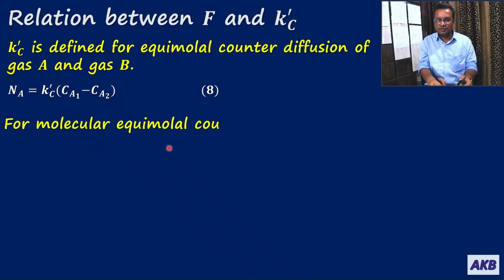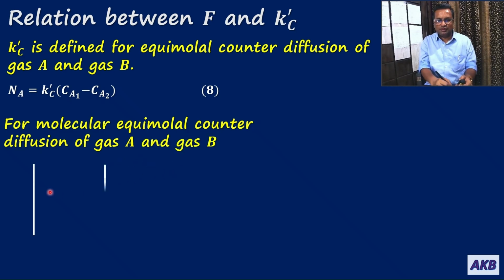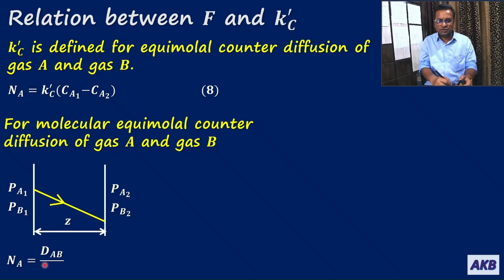So for equimolar counter diffusion of gas A and gas B, we have this situation when you have two planes separated by a distance of Z. At one plane, the partial pressures of A and B are Pa1 and Pb1, whereas at the other plane, the partial pressures are Pa2 and Pb2, and A diffuses in this way and B diffuses in the counter-current direction. So for this situation, molar flux is given by this equation.